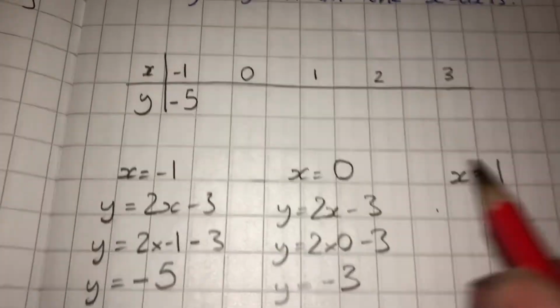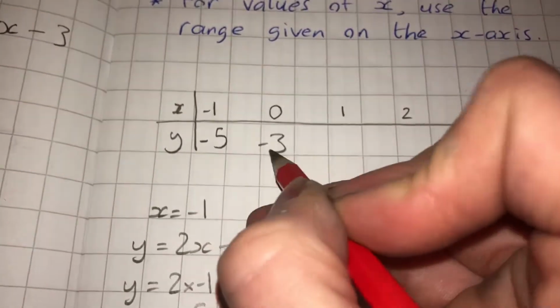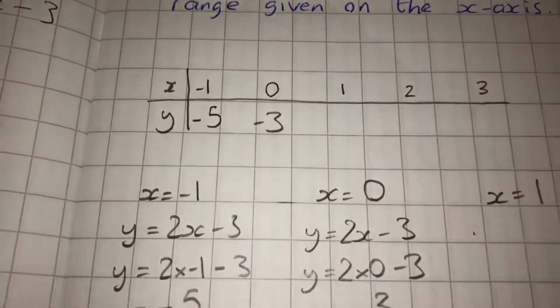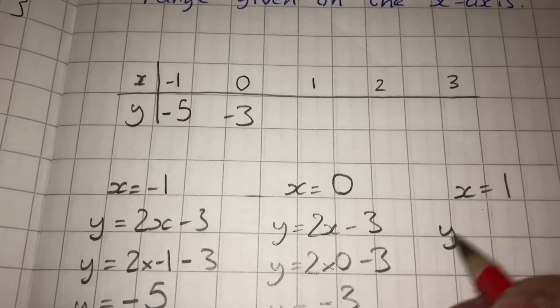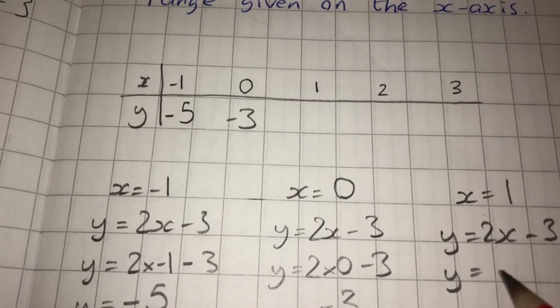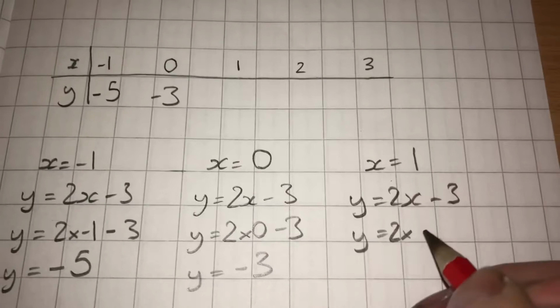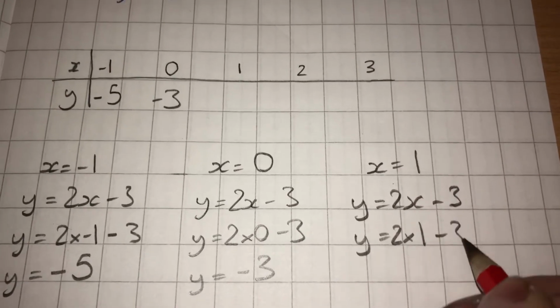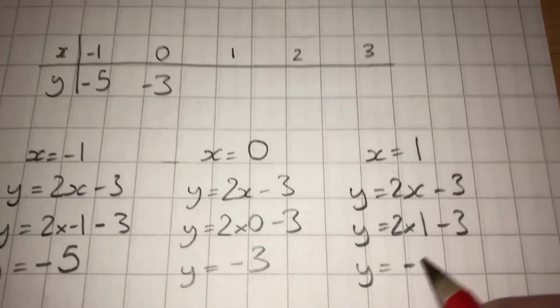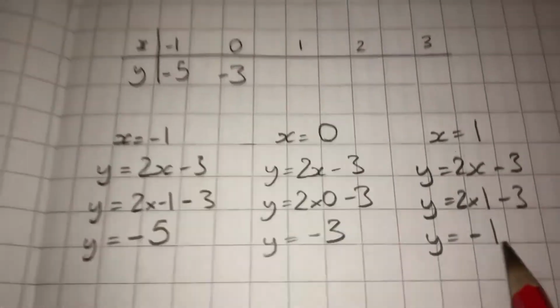So we're going to use x is 1 this time. I just make sure I put in when x is 0, y is -3, because remember these are coordinates. y equals 2x minus 3. So y equals 2 times x, where x is 1 this time, take away 3. 2 times 1 is 2, 2 take away 3 is -1. So that looks correct so far.